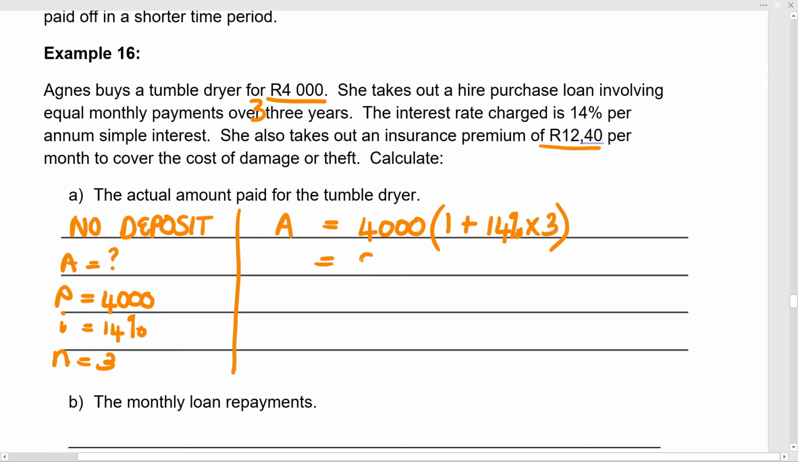Okay, and that is 5,680. And that is the total amount paid for just the tumble dryer. This is not asking us to include the insurance. So I'm putting that there. It's excluding the insurance. Okay, so that is the total amount paid for the tumble dryer. If we've been asked the amount of interest, remember we could just take this and subtract the 4,000.